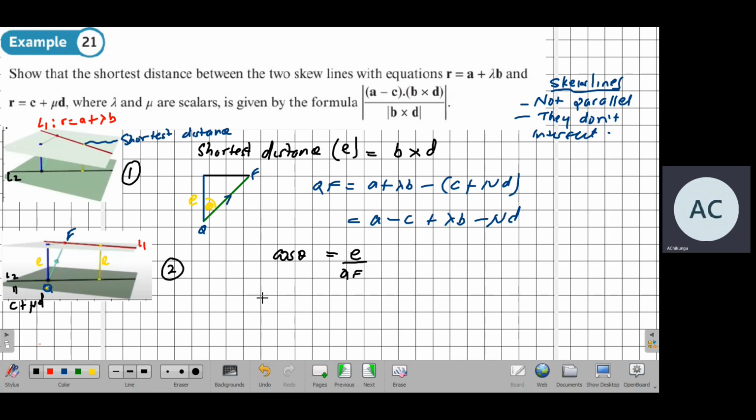So this obviously implies that E is equal to QF, which I'm going to write as the modulus of A minus C plus lambda B minus mu D, cos theta. The reason why I'm putting the modulus is because when I'm using this trig ratio, I'm actually referring to the length, the actual length, which is the magnitude. So since this is a vector, the magnitude of this vector is just the modulus of that vector, cos theta.